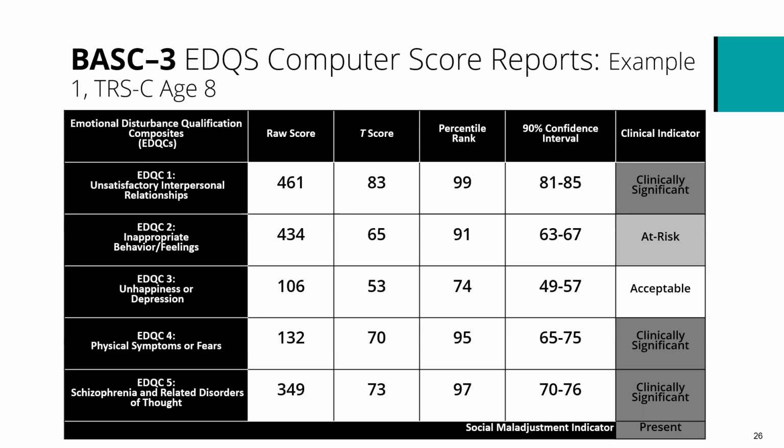This is an example of the computer score report that's produced within your current BAS3 report. If you're not seeing it in there, I'll show you in just a minute where you can change the setting in your Q Global account to make sure that is reflected. When you run the report, you're going to see scores in each of the individual areas, and then you're also going to see a social maladjustment indicator, either present or not present. And that essentially identifies cases that might warrant further investigation.